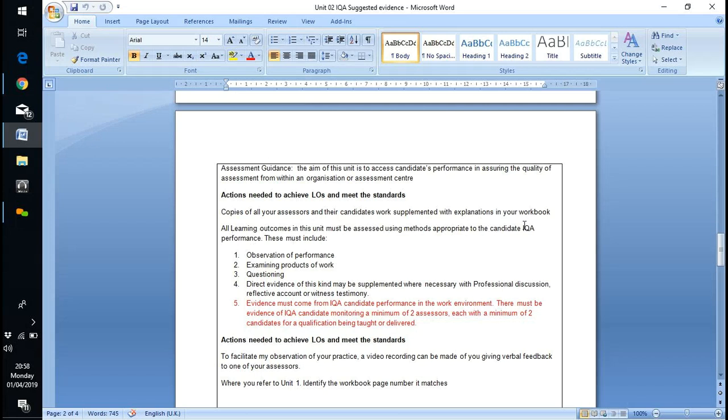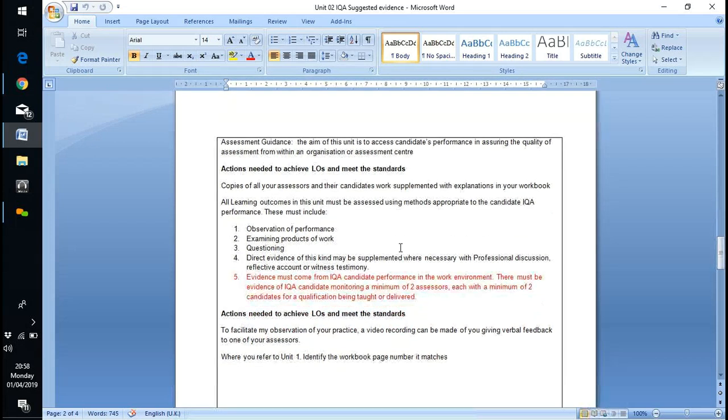All learning outcomes in this unit must be assessed using the methods appropriate for the candidate IQA, that's you, performance, and they must include an observation of performance. If you cannot get anybody from where you are to do an observation of your performance, we will have to arrange for me to do that. Examination of work products of those learners, what questioning techniques have been used. Direct evidence in this case can be supplemented where necessary with professional discussion, reflective accounts or a witness testimony.